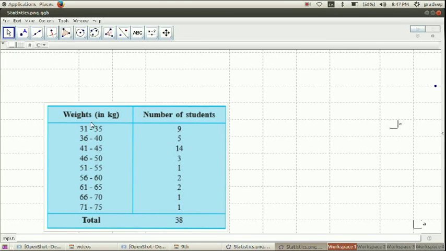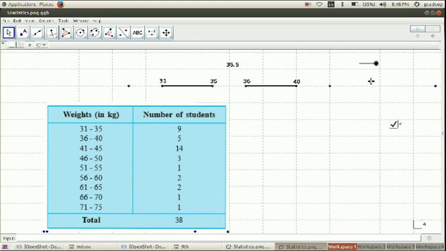The first class starts with 31 and ends in 35. The second class starts with 36 and ends in 40. There is a gap between the upper limit of this class and the lower limit of the second class. Therefore, this table is not continuous. The problem is that if there is any student with weight 35.5, he cannot be included in any of these intervals. Let's see how we can solve that problem.